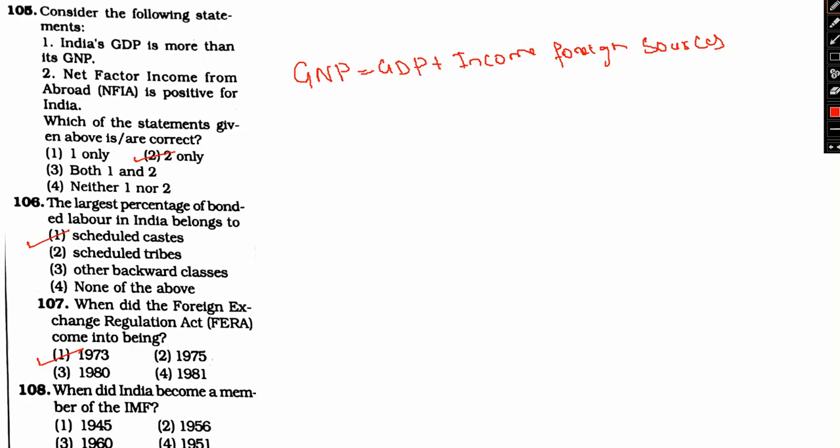Okay, and the last question: when did India become a member of the IMF, or International Monetary Fund? So when did India become a member of the IMF? Our options are option 1 1945, option 2 1956, option 3 1960, and option 4 1951. So our right answer here will be option 1, that is, in 1945 India became a member of the IMF.